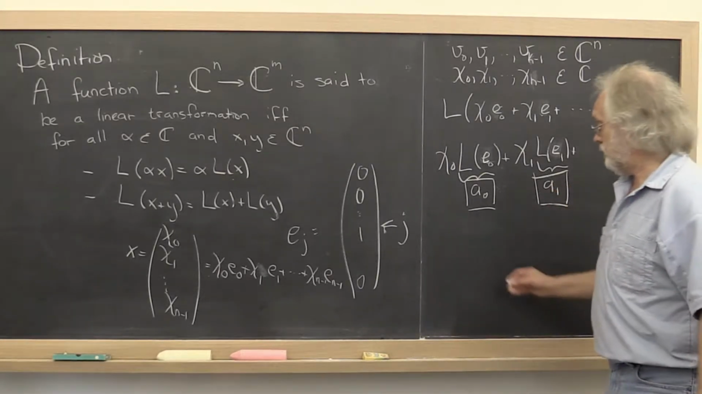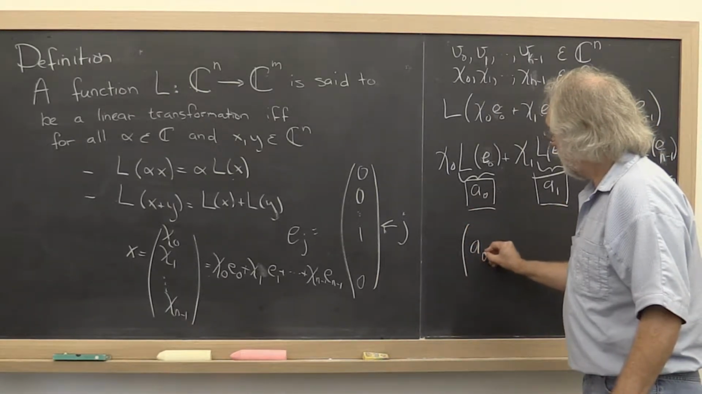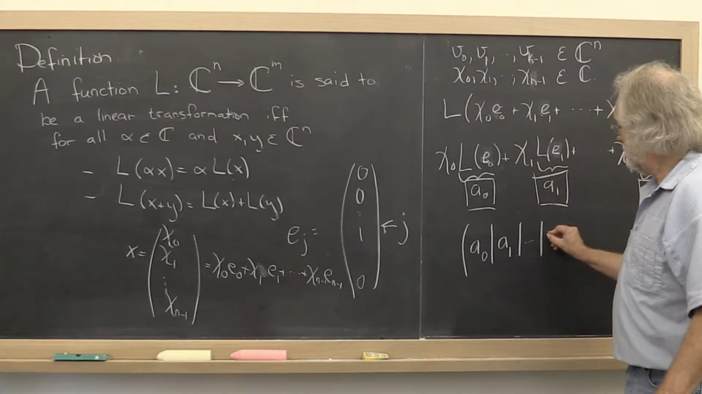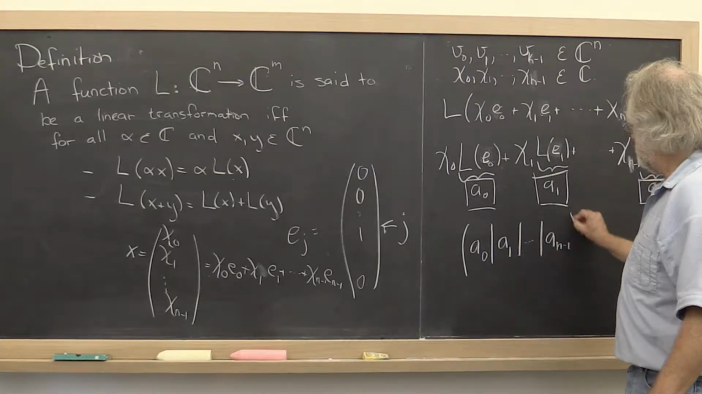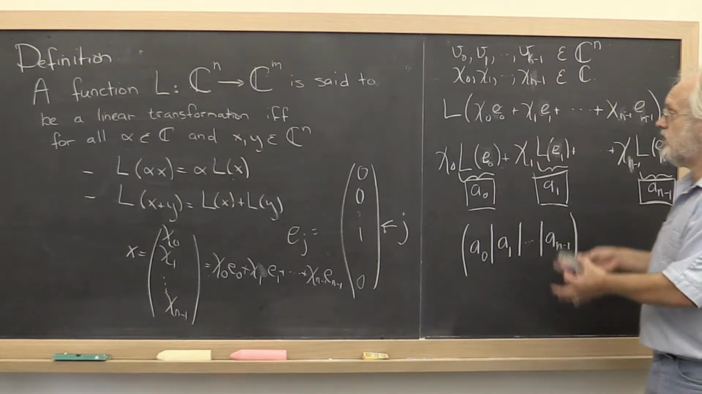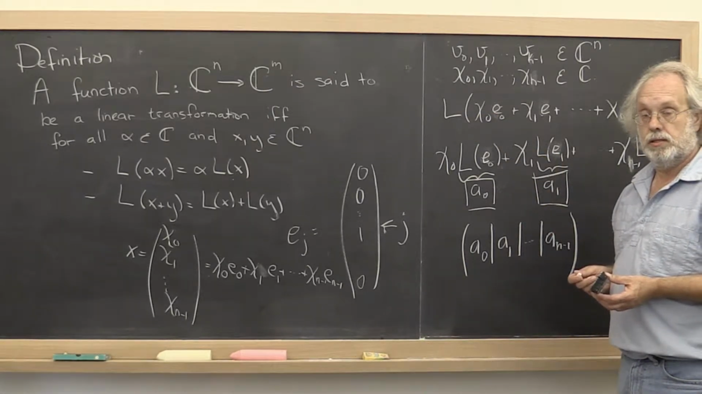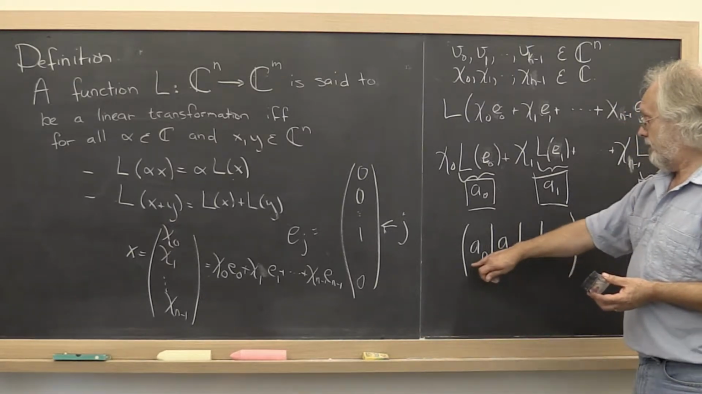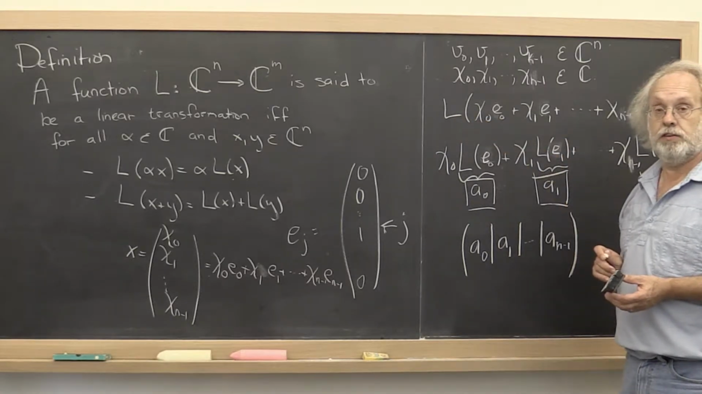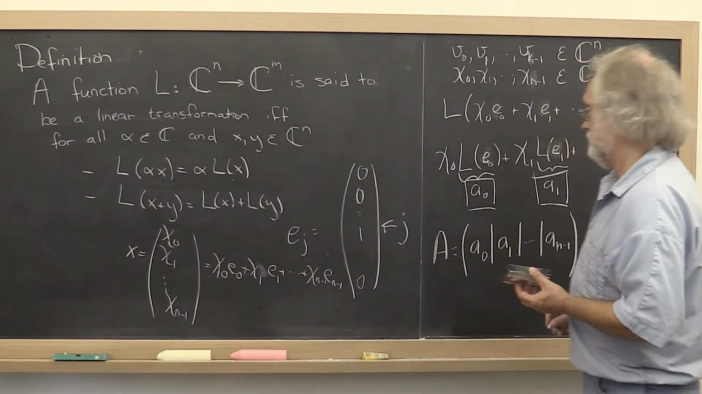What we can then do is take all of those vectors and make them the columns of a two-dimensional array. That two-dimensional array of numbers now encodes everything you need to know about L. This here now we call the matrix associated with the linear transformation. And we can give it a name. We can call it A.